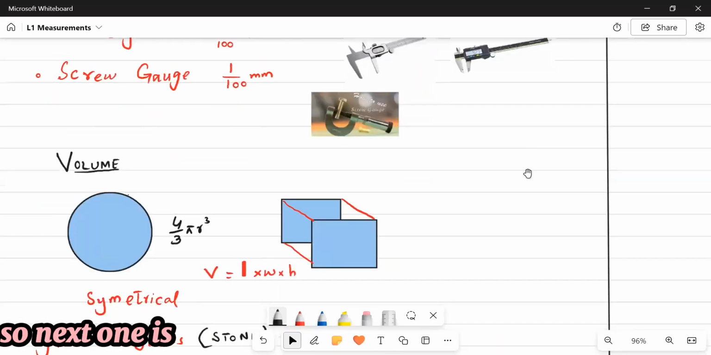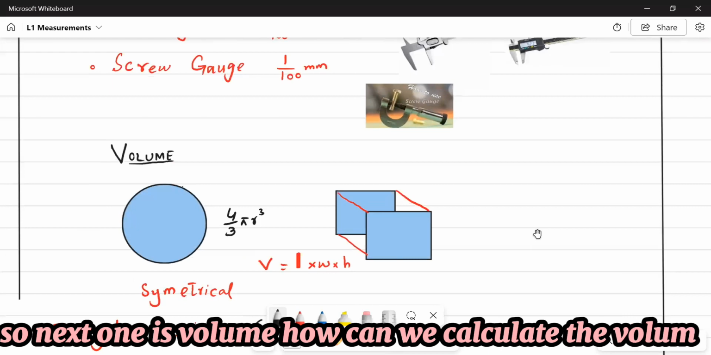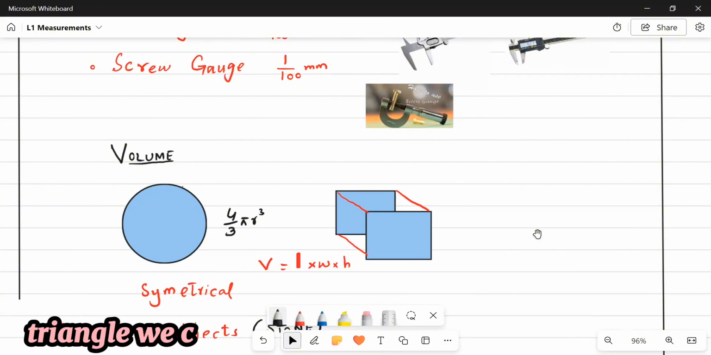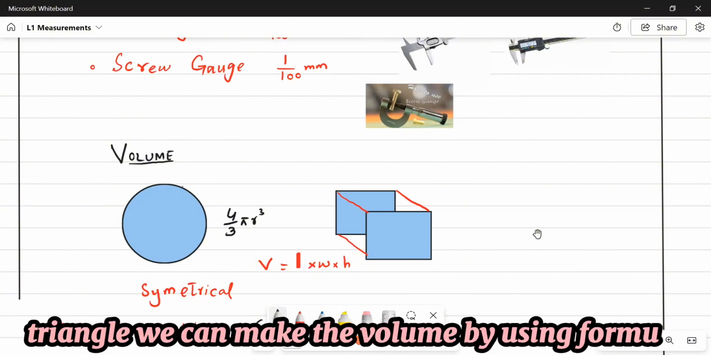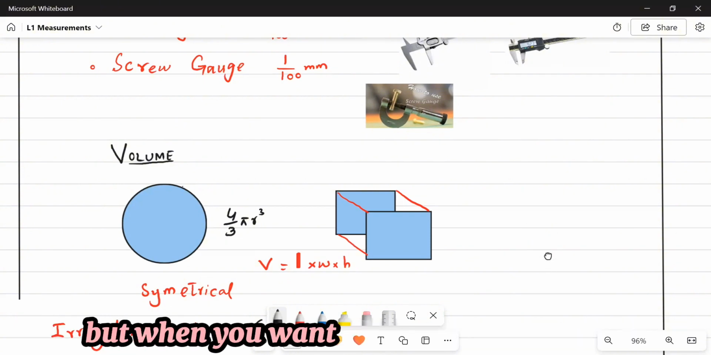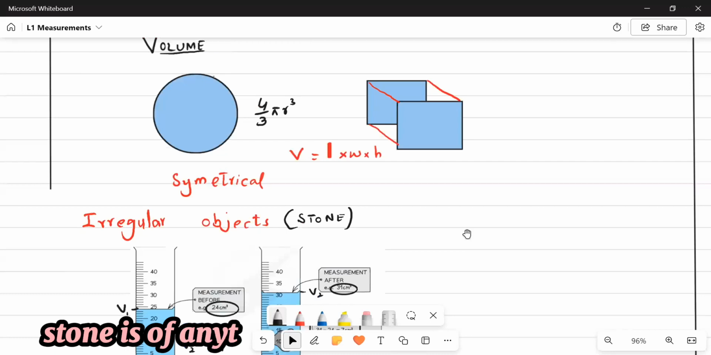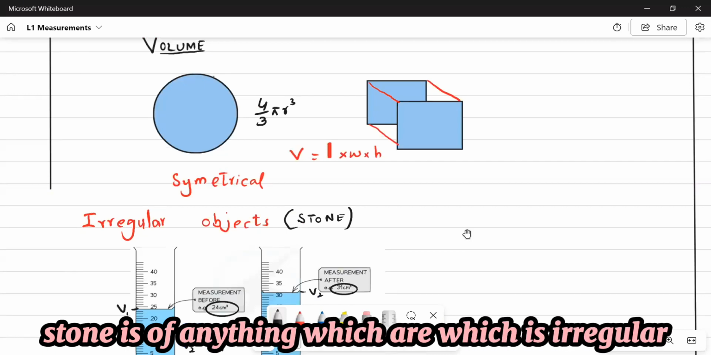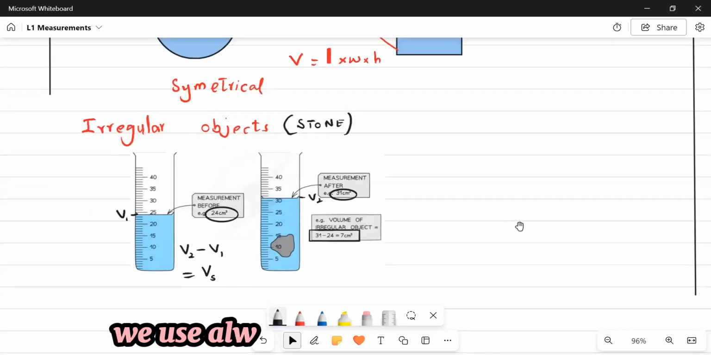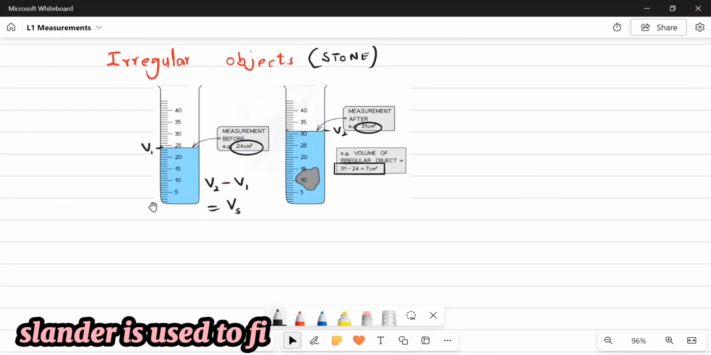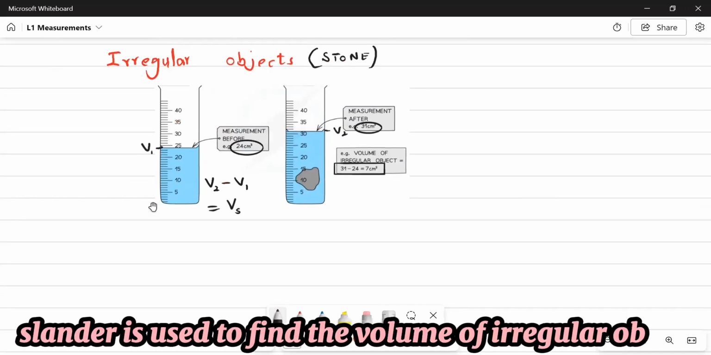So next one is volume. How can we calculate the volume? There are many symmetrical shapes, circle, rectangle, triangle. We can measure the volume by using a formula. But when we want to measure the volume of irregular objects, for example, a stone or a piece of anything which is irregular, for this purpose, we always use a measuring cylinder. A measuring cylinder is used to find the volume of an irregular object.